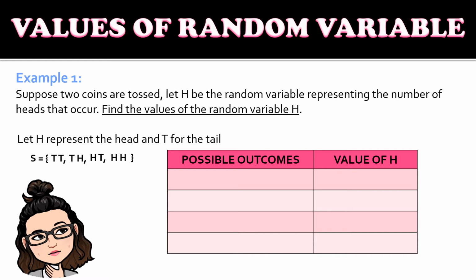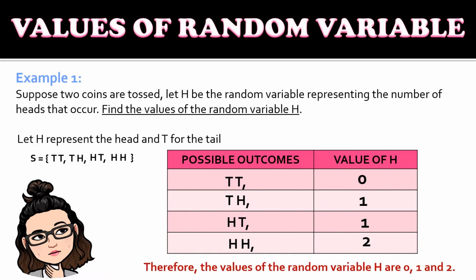So let's list the outcomes again. We have tail and tail. That's 0. There's no head, that's why it's 0. Then we have tail and head. There's one head, so the value is 1. We have head, tail, so the value is also 1. And head and head, so the value is 2 since there are 2 heads. Therefore, the values of the random variable H are 0, 1, and 2.